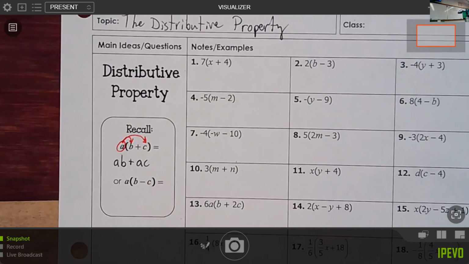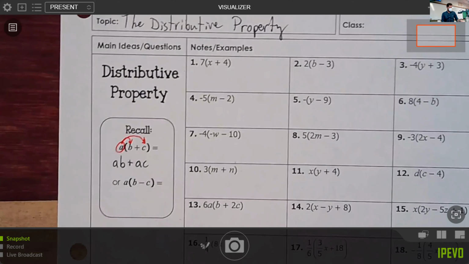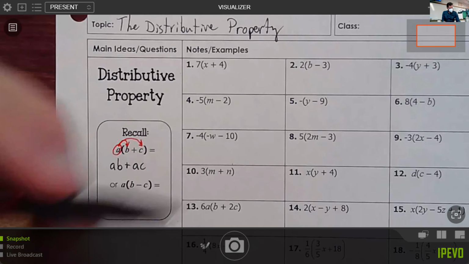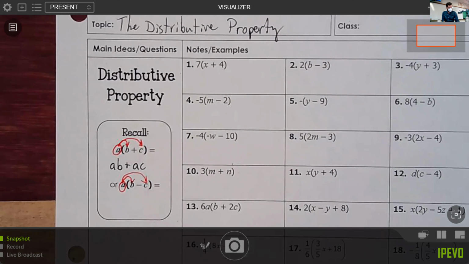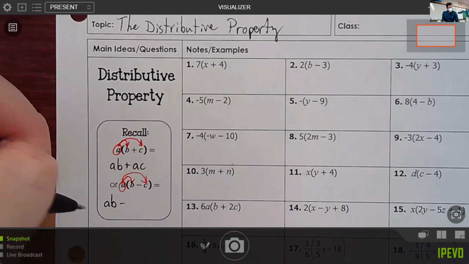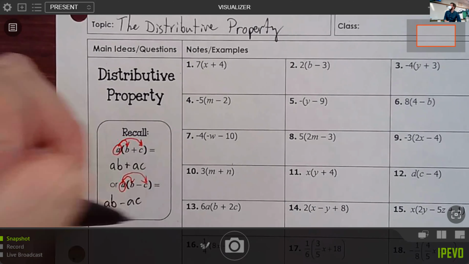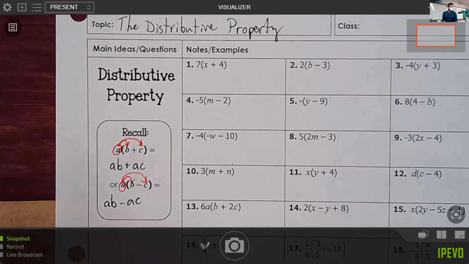For that second one, it's just showing that it also works if the terms inside of the parentheses are being subtracted. It works either way. You take the value of A, multiply by the value of B, and multiply by the value of C as well. So we'd end up with A times B, which is AB, minus A times C, which is AC. It works with addition or subtraction in the parentheses because you can always multiply. You can't always add or subtract, especially with like terms or unlike terms, but multiplication is something you can always do.